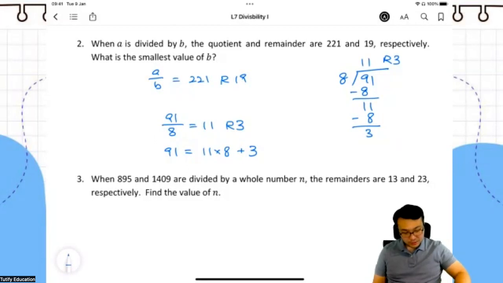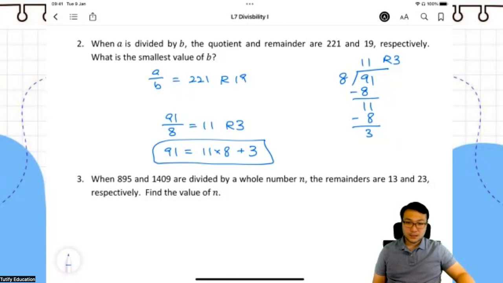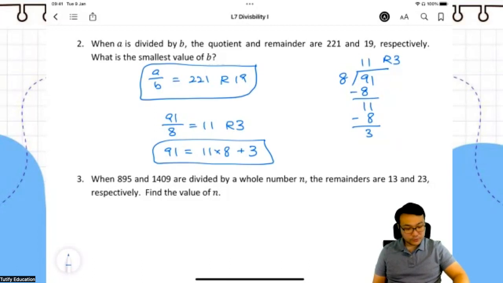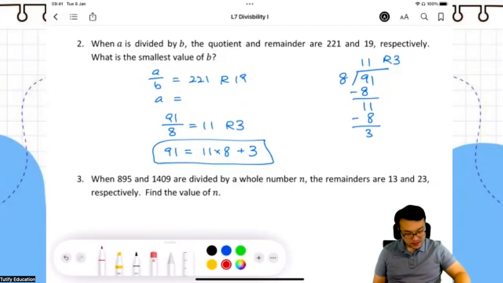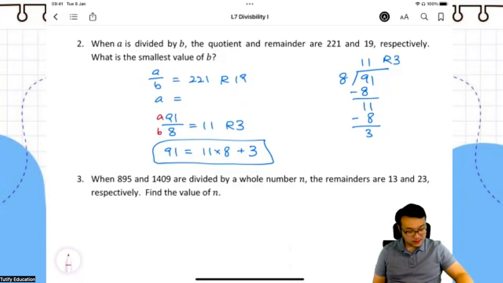So Nicole, do you agree with this equation? It works, right? Can I do the same for A and B? If I were to rearrange it into an equation, what would I say? I would say that A equals what times what plus what? Just imagine that this is your A and this is your B, right? So I can rearrange it accordingly.